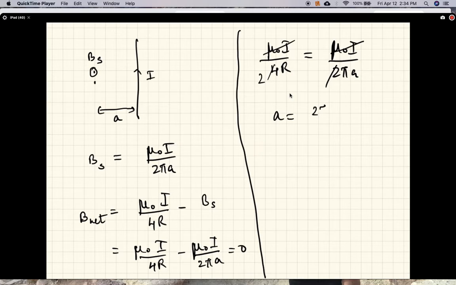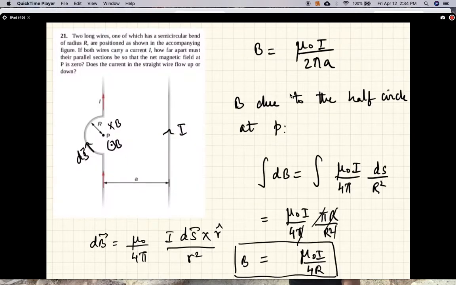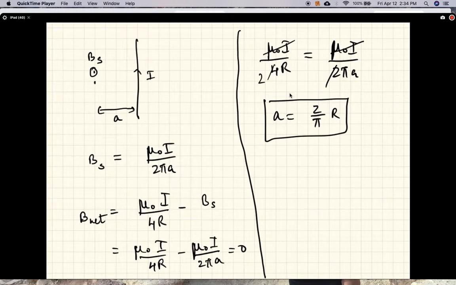A is 2R over pi. So that's how far the wire needs to be for the net field to be 0 at that point. Okay, let's see, does that cover that problem? Yep. Okay, that ends that.